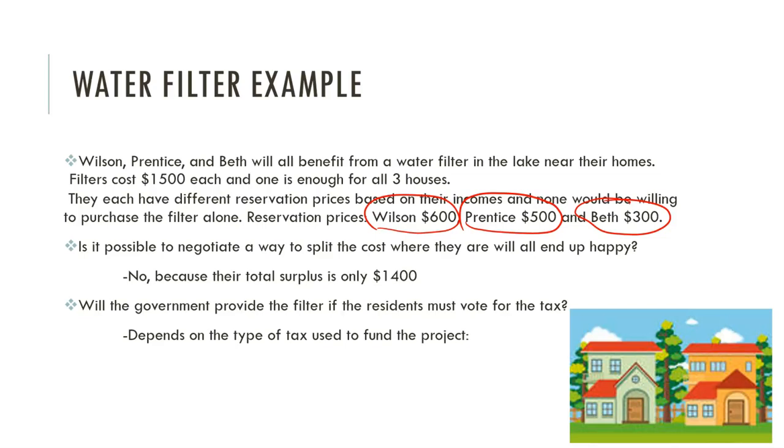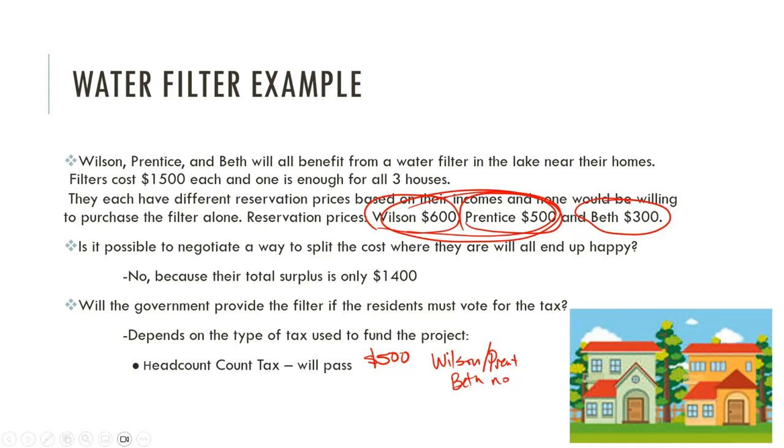Well, it's going to depend on the type of tax used to fund the project. So let's say we have a head count tax where everybody has to pay $500 to put in this filter. And as long as 2 people vote yes, it's going to happen. Well, Wilson will vote yes, and Prentice will vote yes, because they both have a value of $500 or more. Beth will vote no, but she's going to lose. Okay, so Wilson and Prentice are happy. They're each paying $500. Beth is very unhappy because she's also paying $500, and she only values it at $300.